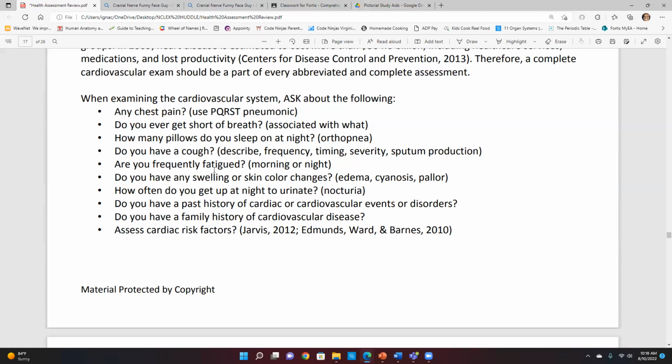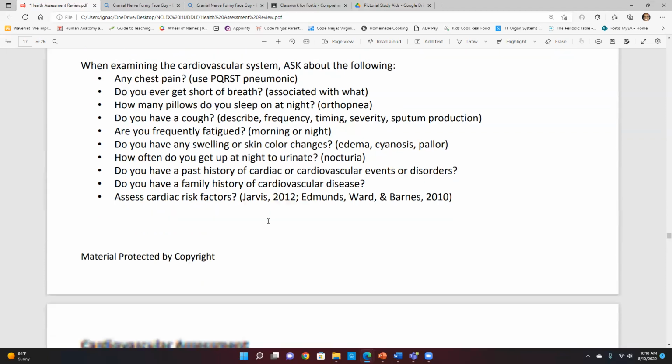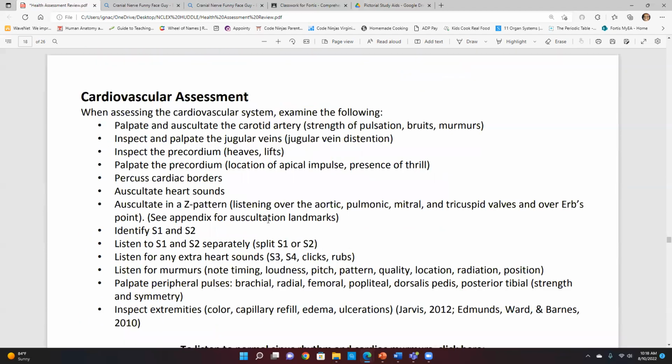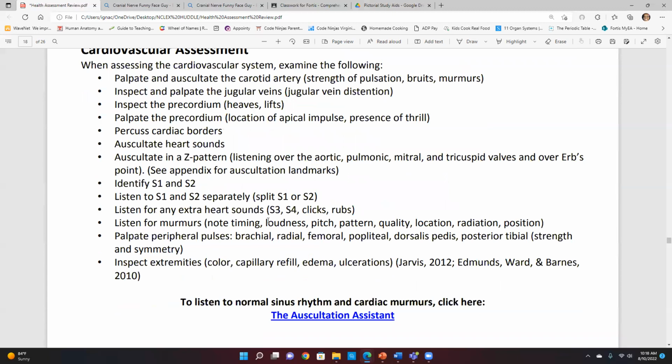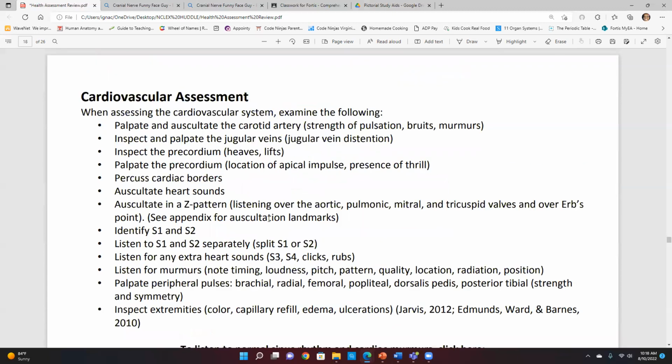Okay, have they had any past cardiac events or history? Does their family have a history of cardiovascular disease? We want to assess all of those risk factors, right? And again, smoking cigarettes, chewing tobacco, vaping, all of that, sedentary lifestyle plays a role in their cardiovascular health. So when we perform this cardiovascular assessment, we're going to be looking for jugular venous distension.